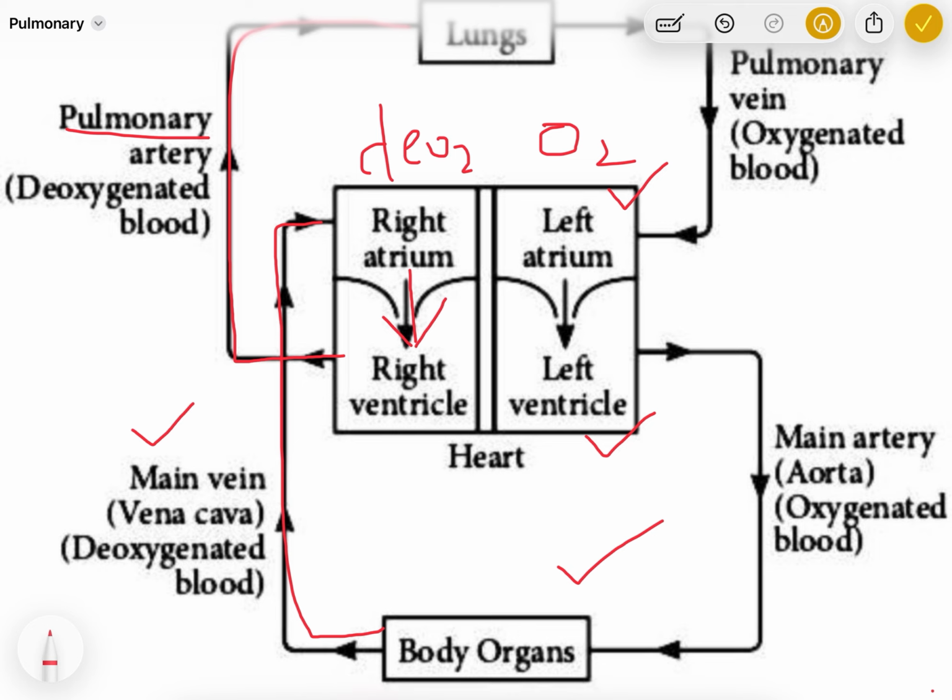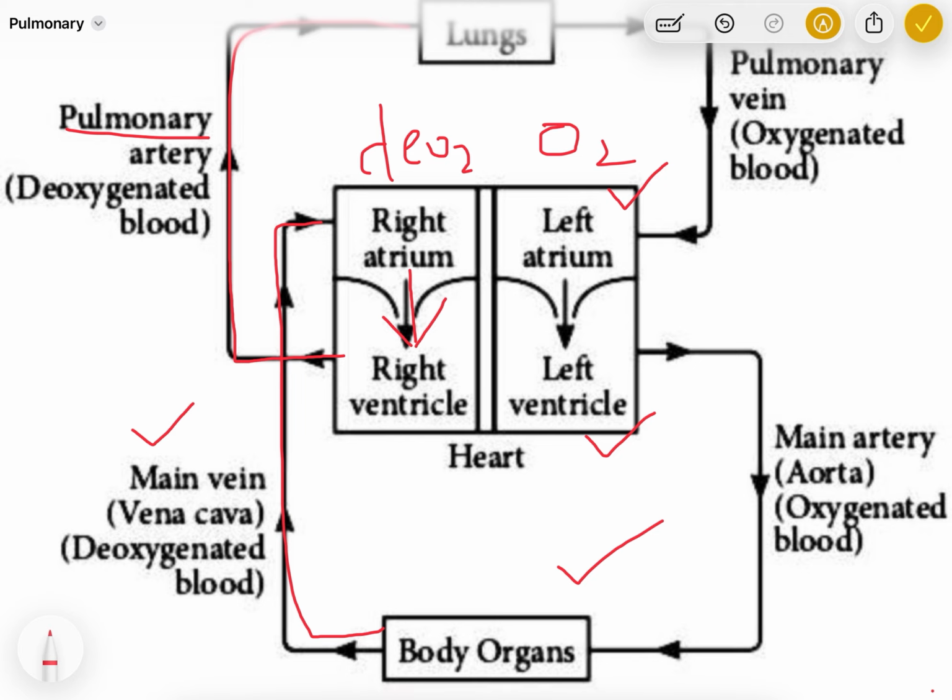Done. So this is one kind of circulation of deoxygenated blood: body parts to right atrium through inferior and superior vena cava, right atrium to right ventricle, and to the lungs through the pulmonary artery. So this is the carrying of the deoxygenated blood.